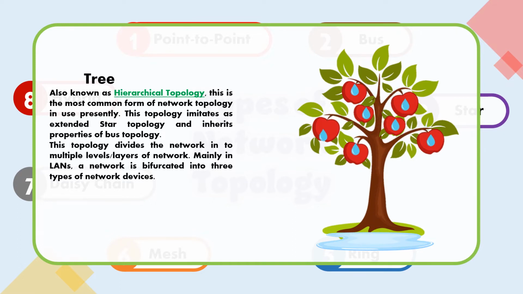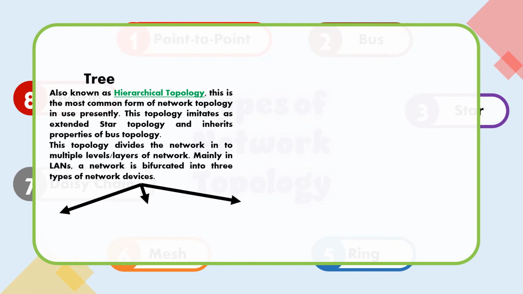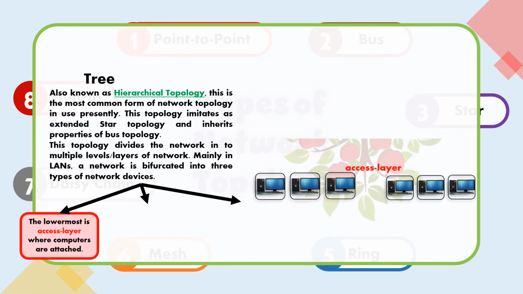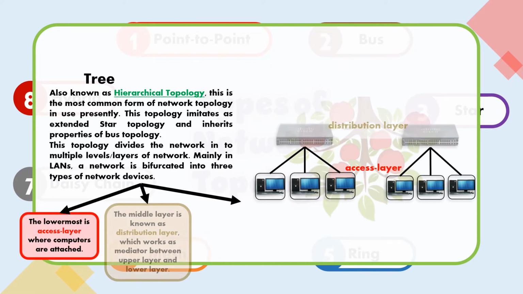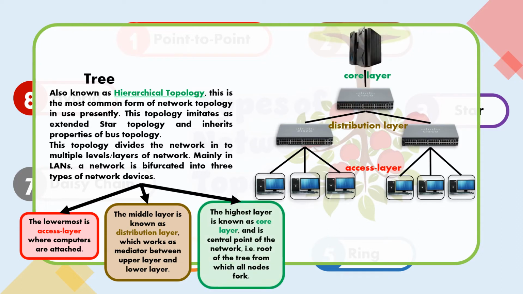Mainly in LANs, a network is bifurcated into three types of network devices. The lowermost is the access layer, where computers are attached. The middle layer is known as the distribution layer, which works as a mediator between the upper layer and lower layer. The highest layer is known as the core layer and is the central point of the network, i.e. the root of the tree from which all nodes fork.